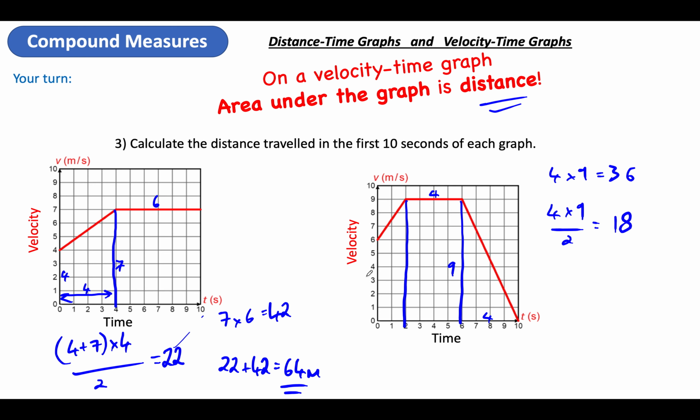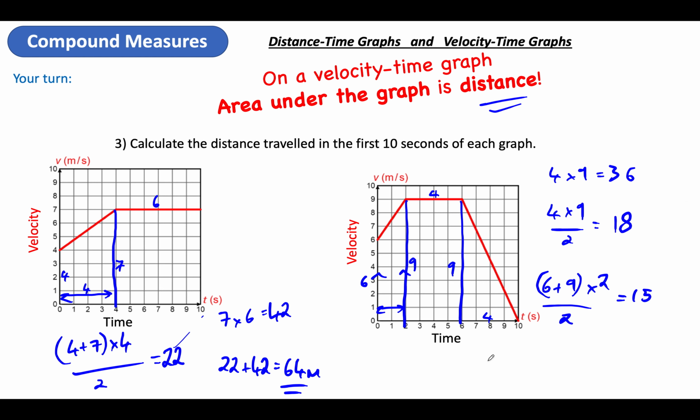A trapezium, one side is 6, because these are my parallel sides, aren't they? One parallel side is 6 and the other is 9. So I add the parallel sides together, times it by the distance between them, which is 2, and then halve it, which I already know is going to be 15.